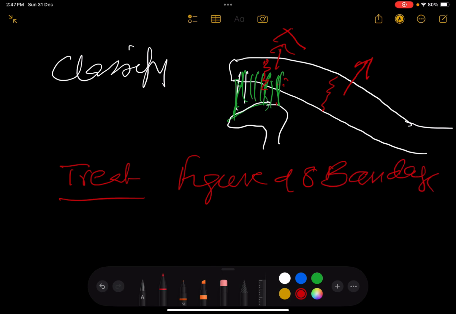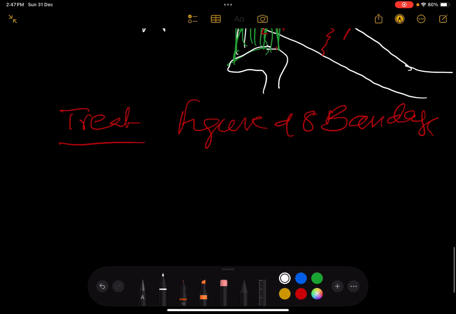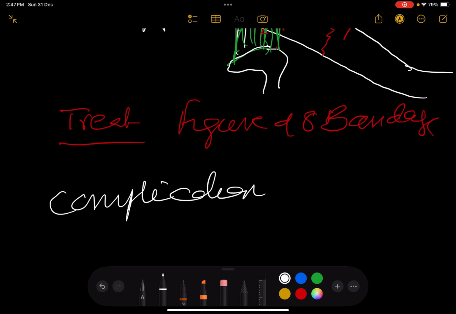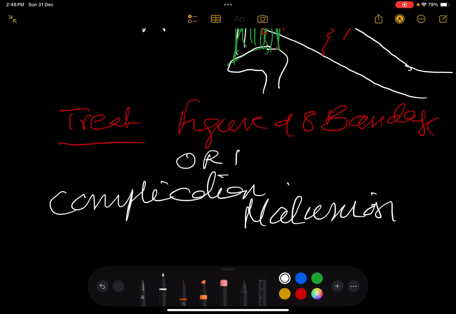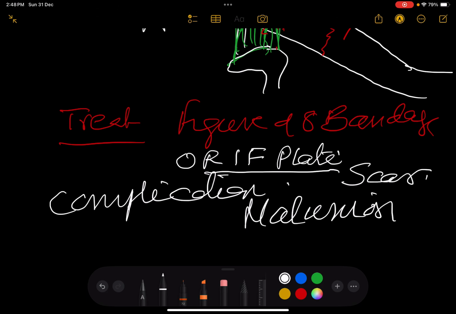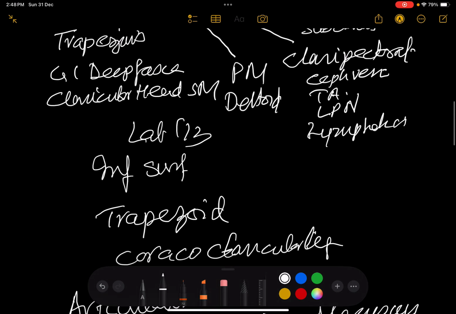Complication, malunion. If you cannot reduce or retain by a figure of 8 bandage, then you open reduce and internally fix with a plate. But this will leave a scar. So this finishes the clavicle.